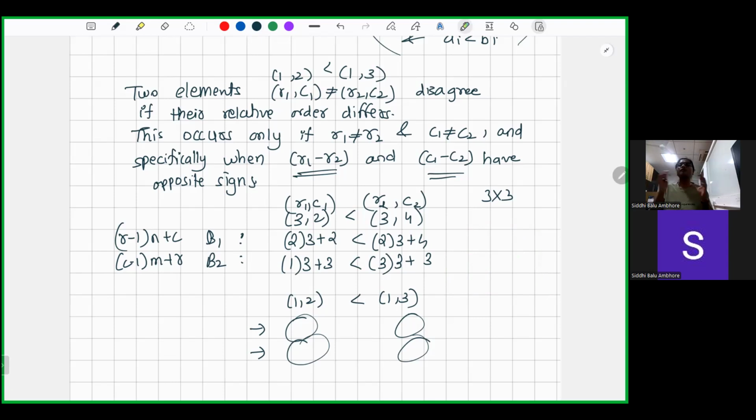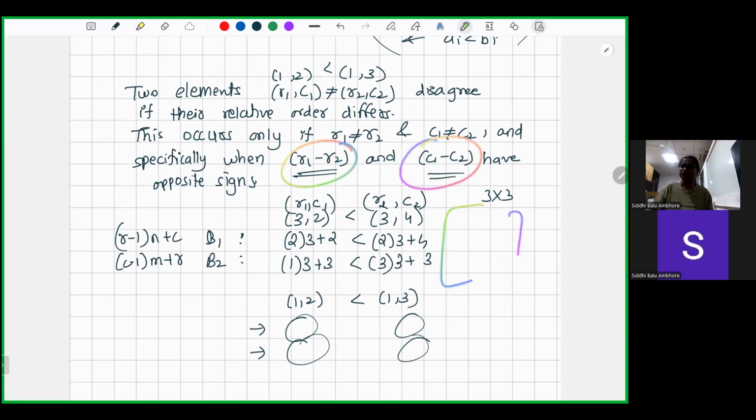And if both of them, I mean R1 minus R2 and C1 minus C2, have the same sign, then also it does not change. For the change to occur, for the positioning to swap, we must have R1 not equal to R2 and C1 not equal to C2, and they both must have different order.